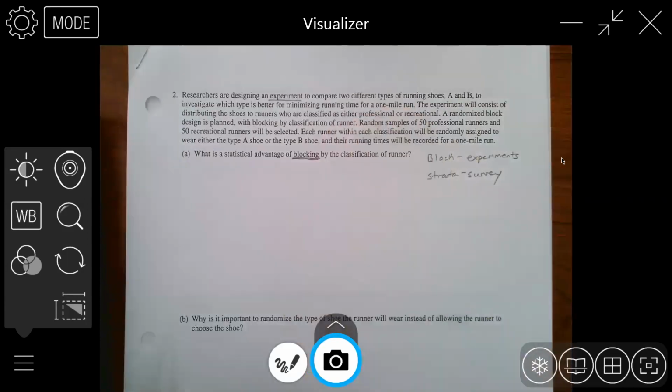So it wants a statistical advantage. When you're talking about a statistical advantage, they want keywords like confounding variables, maybe reducing some variation, keywords like treatment group, response variable, anything like that is what they mean by a statistical advantage. So can anybody recall an advantage of blocking?